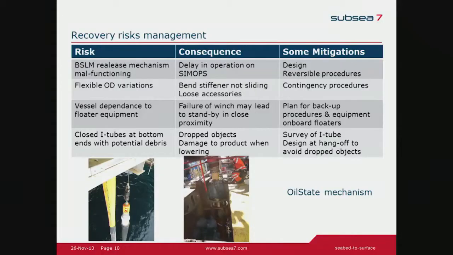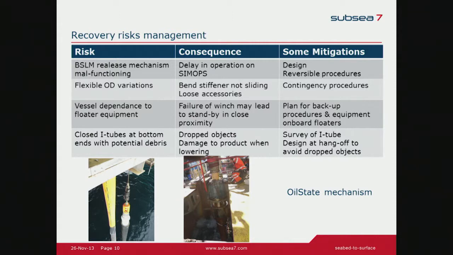Vessel dependence on floater equipment. Typically, the pulling winch is the item we use on board the floater, and sometimes we have seen that there is only one winch on board the floater and no spares. Then this can cause a lot of delay. So planning backup procedures and backup equipment on board the floater is a big mitigation to have in place.